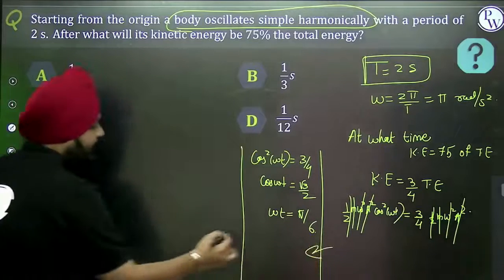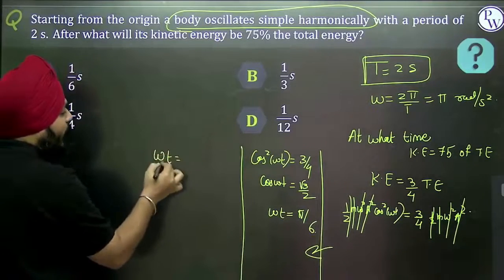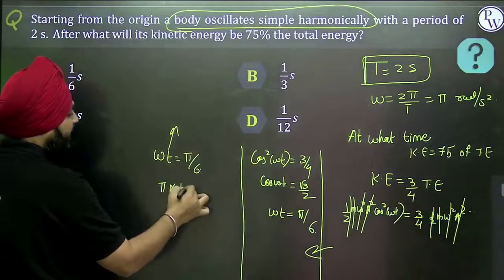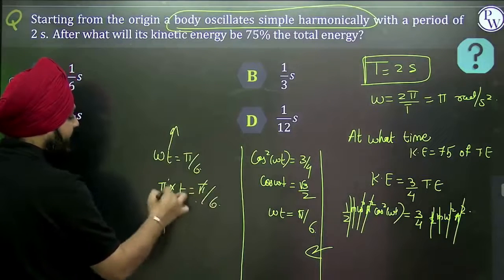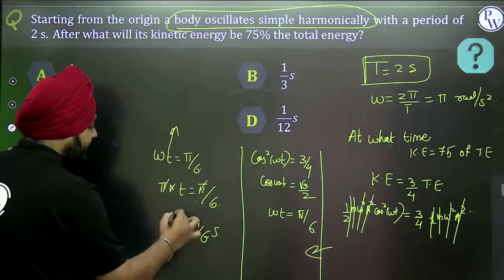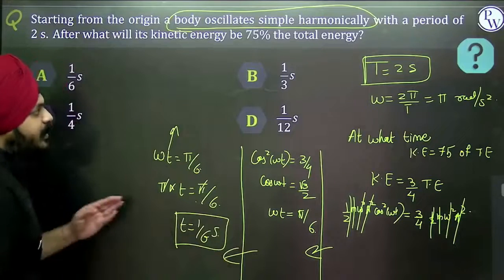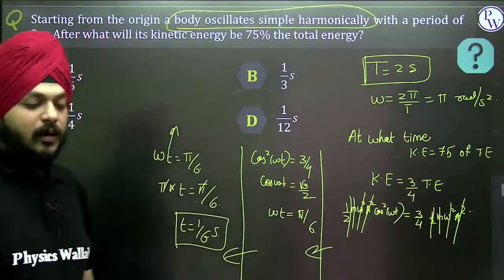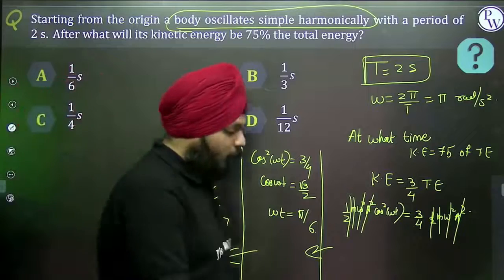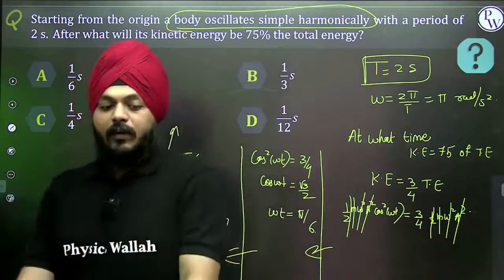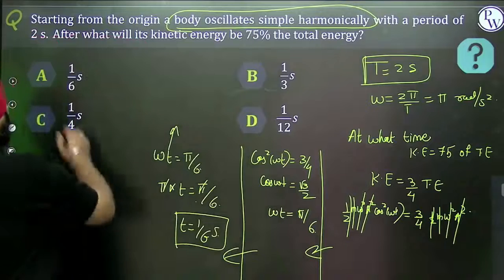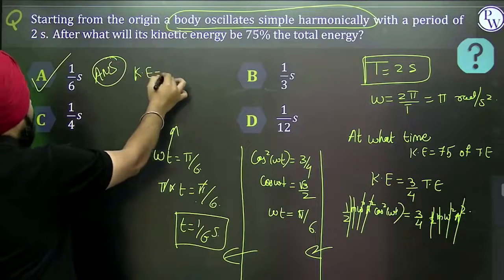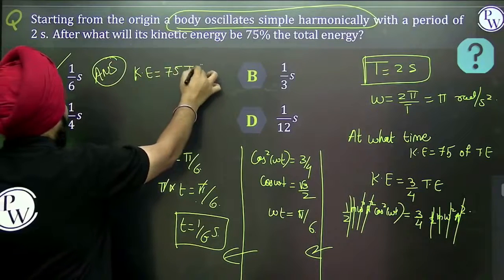Now omega t value is pi by 6, right? We need to calculate at what time. So what is the value of omega? It's pi into time. Pi is gonna cancel, so time is 1/6 seconds. At 1/6 seconds the kinetic energy will be 3/4 of the total energy. At 1/6 seconds the kinetic energy will be 75% of the total energy.